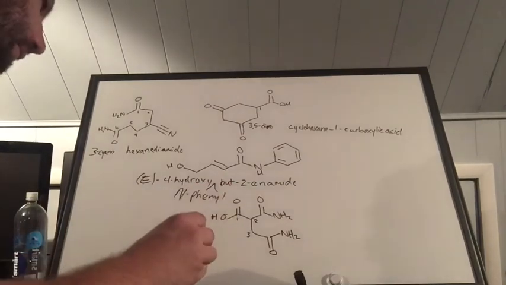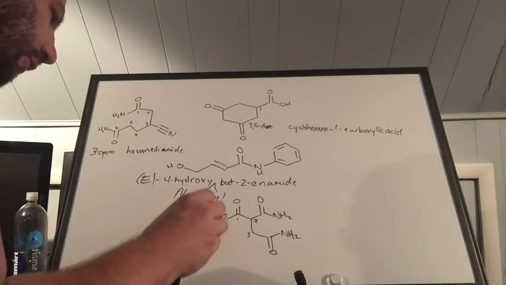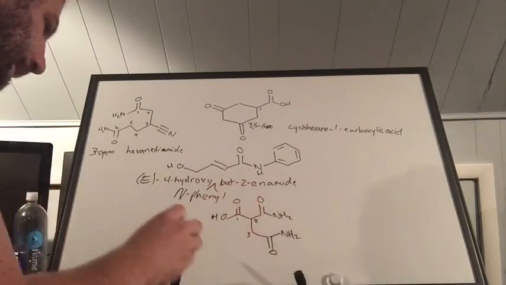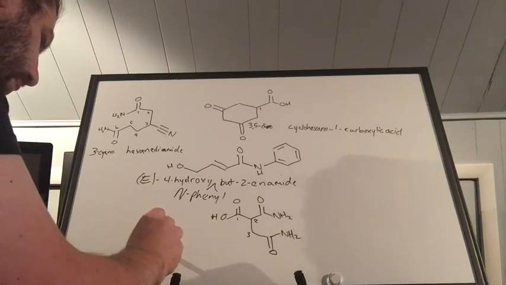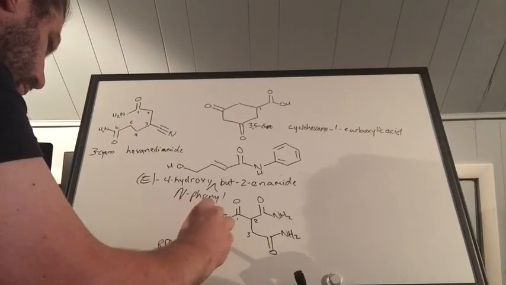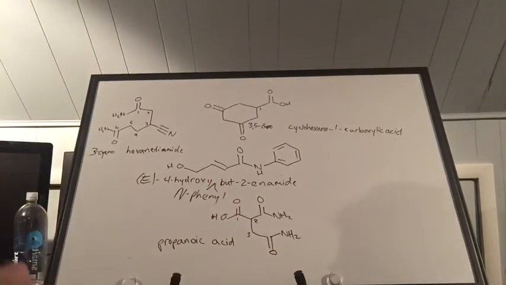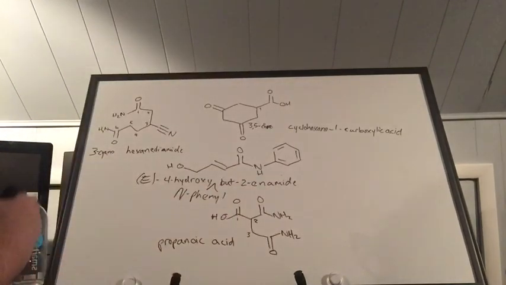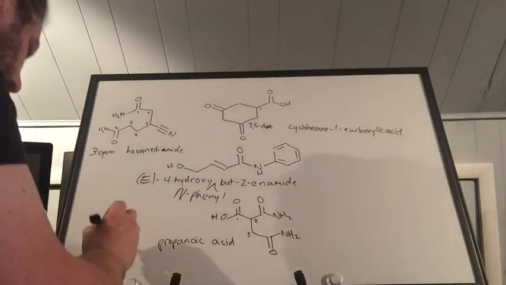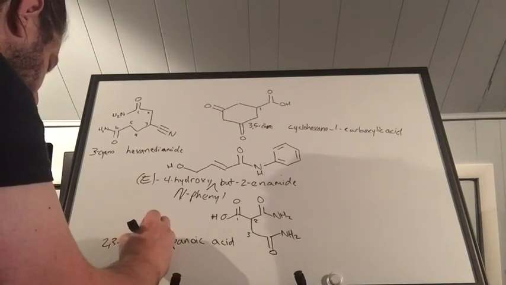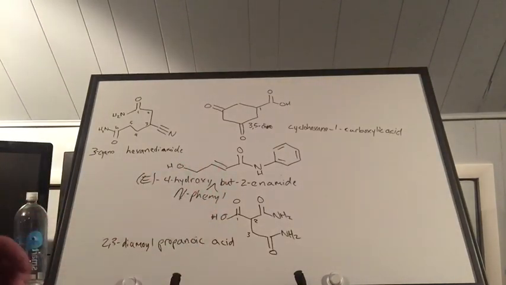Okay, kind of a mouthful there. Okay, so we have propanoic acid. So we have 1, 2, 3. So propanoic acid is the main chain. And then just 2,3-dicarbamoyl propanoic acid. All right, pretty straightforward.